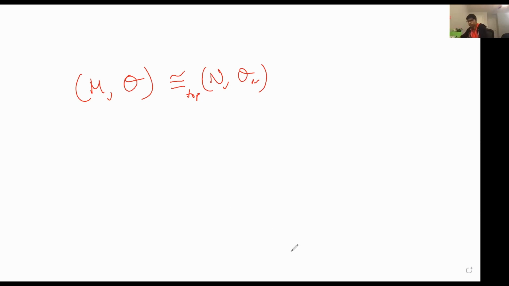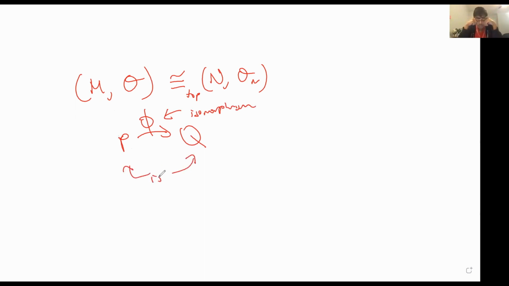Two things are set-theoretically or topologically isomorphic. For sets, for example, there's a set P and a set Q, and if the bijection between them is a map phi, this will be called the isomorphism. Then the two sets are isomorphic. The definition, how it always goes, is two sets are isomorphic if there's an isomorphism between them.